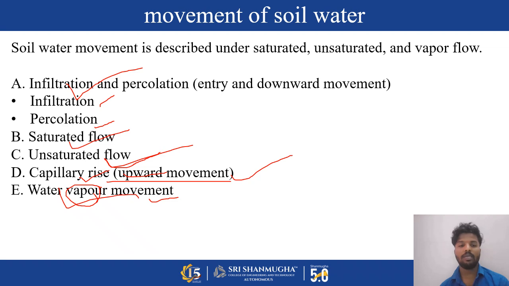The next one is water vapor movement. When soil is very dry, liquid continuity breaks and the water moves mainly as vapor, from moist to dry regions and from cooler to warmer zones. This process is generally slow but important in arid regions and near the soil surface under strong evaporation. So these are the three different types of soil water movement.